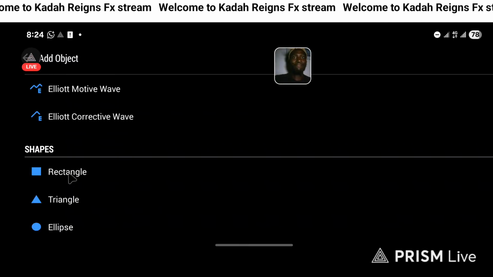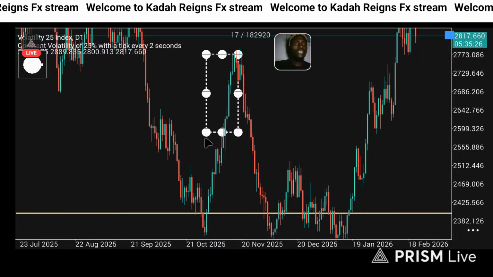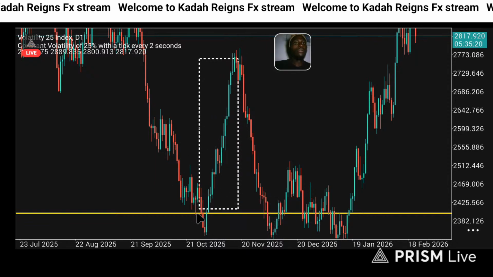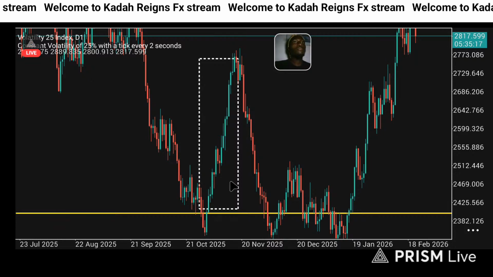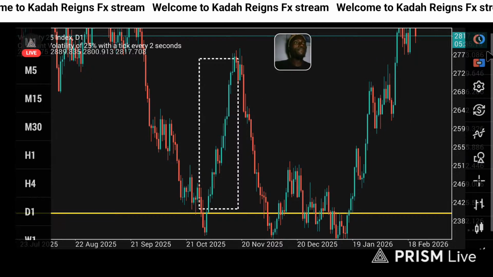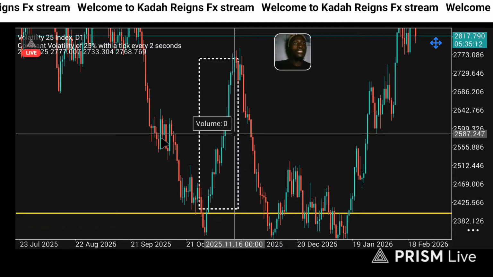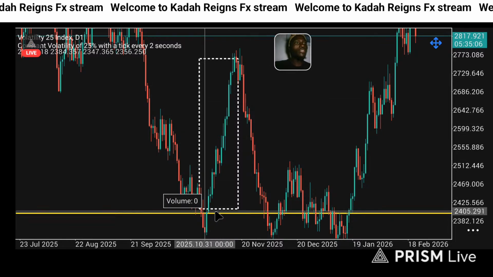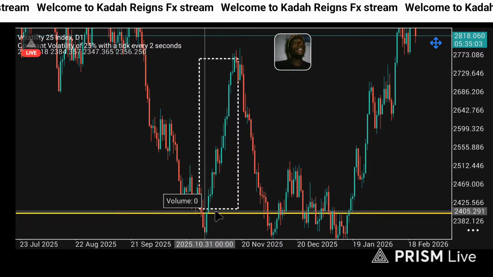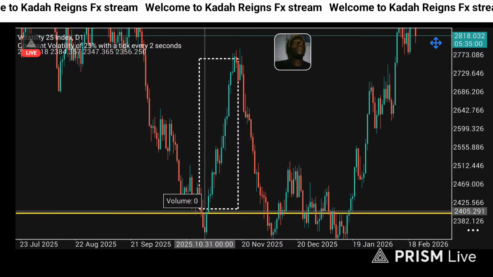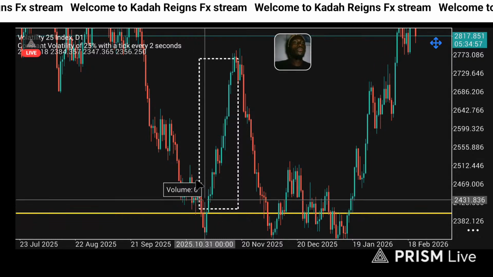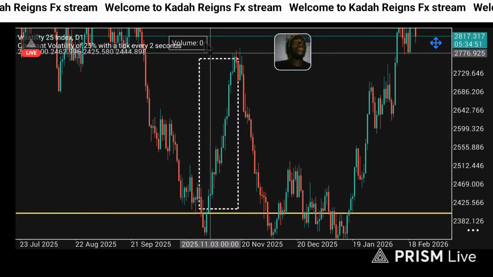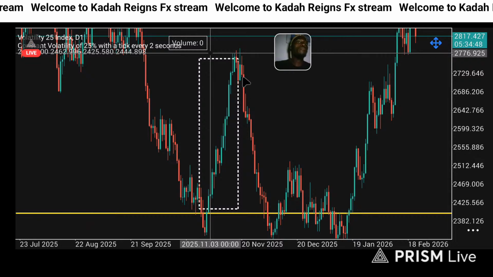Basically, this is the easy stuff, right? Take for example this right there. This is an example of a bullish market. When price is bullish, it's going up. Price was at this point, and now it's going up to this point. It was at this price level, 2405.291, and it went all the way up to 2776.925. So this is an example of a bullish trend.